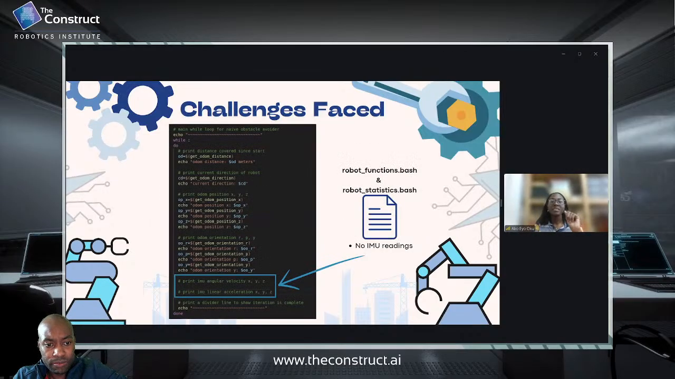I think the only challenge I faced in the robot statistics bash script, it said that we should print IMU angular velocity and IMU linear acceleration. But then when I went to the robot functions bash, there wasn't any function specifically for the IMU. And so then I inspected the robot interface .py file, and I saw that there were comments that said that the fastbot does not have an IMU. So I just figured that there's no IMU readings, so I left it blank.